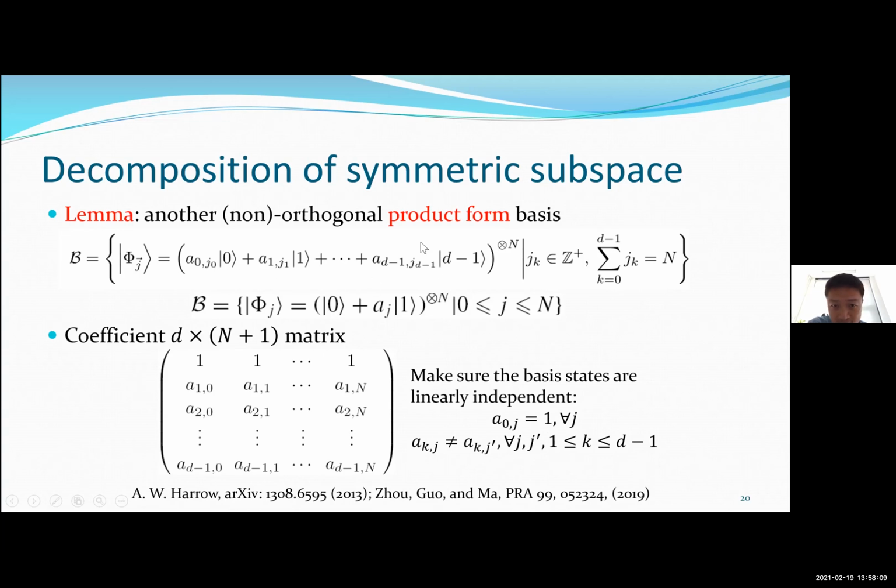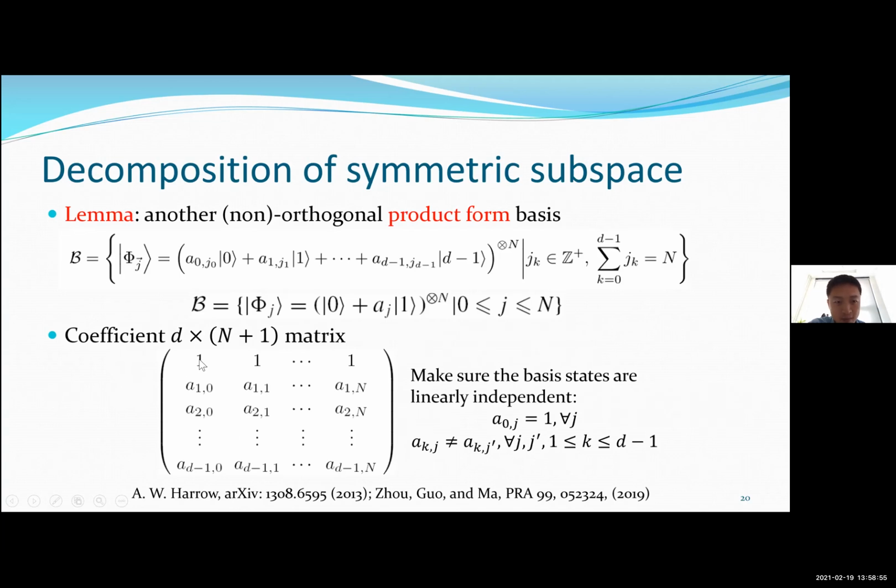So this is the state. It's a single system, a single party state, and then tensor to the n. Obviously, this is a symmetric state. We also have A0, A1, up to A d minus 1, which are the coefficients for this computational basis 0, 1, d minus 1. And then there's J0, J1, up to J d minus 1, the coefficients for different states. So we can write this A in matrix form, where each column corresponds to one state in this basis.